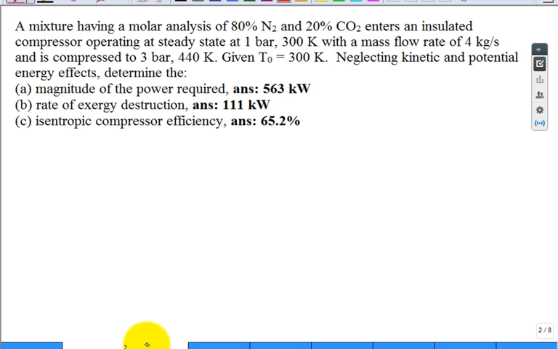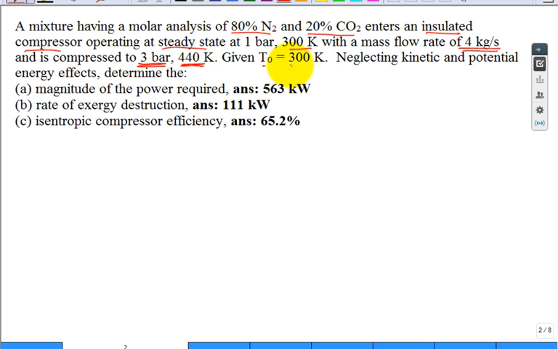So here's a problem. We have a mixture having a molar analysis of 80% nitrogen and 20% carbon dioxide. It enters an insulated compressor operating at steady state. It enters at 1 bar and 300 Kelvin and a given mass flow rate of 4 kilograms per second. And it is compressed to an exit pressure of 3 bar, so it goes from 1 bar to 3 bar, and then they give you the exit temperature of 440 Kelvin.